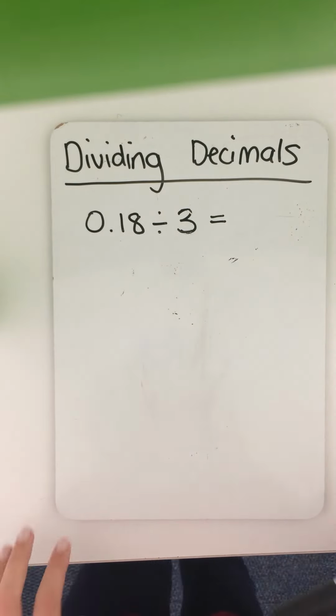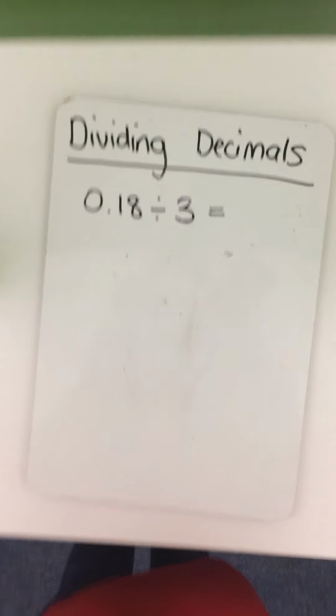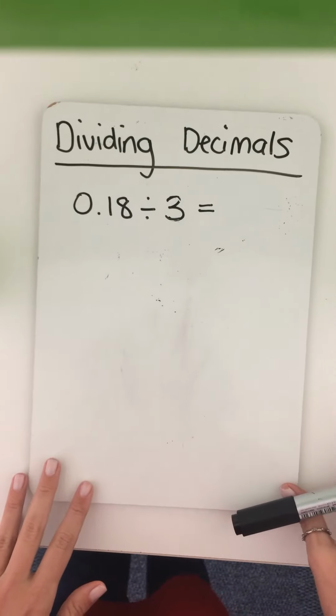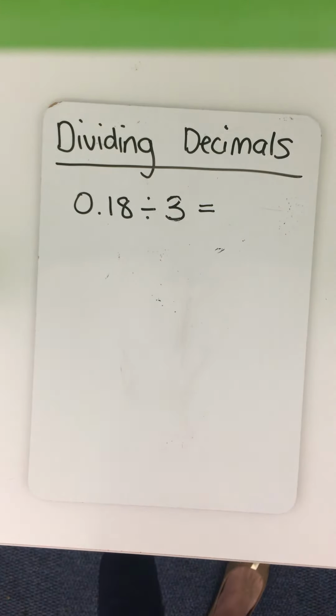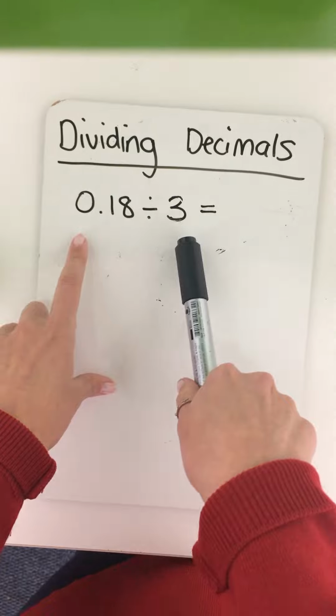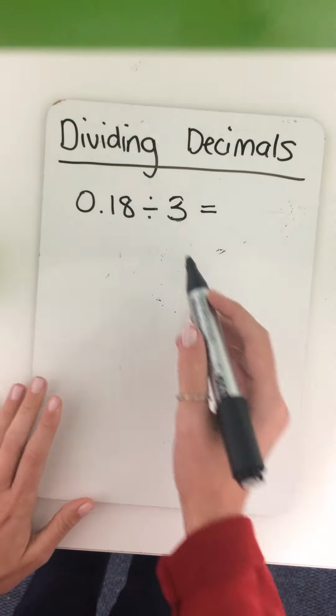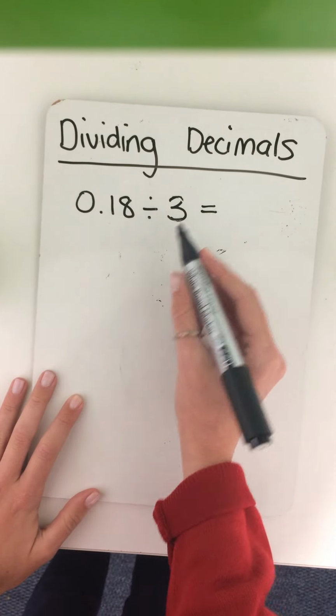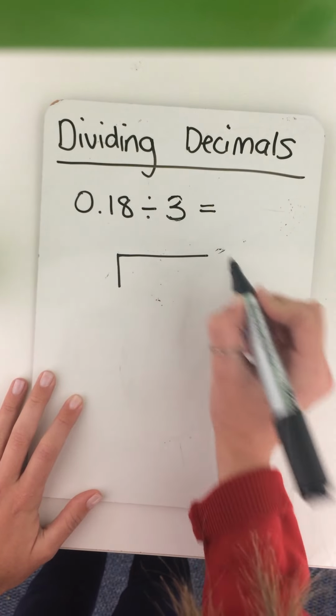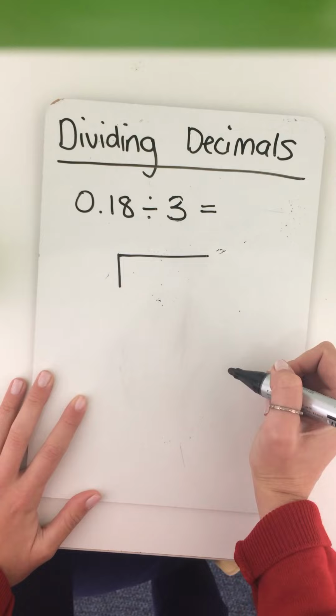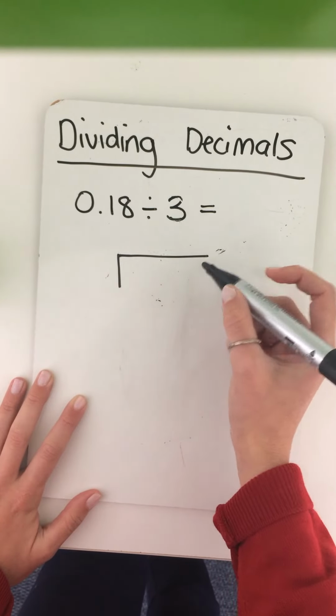In this video, we are going to be learning how to divide decimals together using long division. So we're going to learn how to divide a decimal by a whole number using long division. When we do long division, the only way to get the answer is to put the numbers or the decimals that you are working with in a house like this.